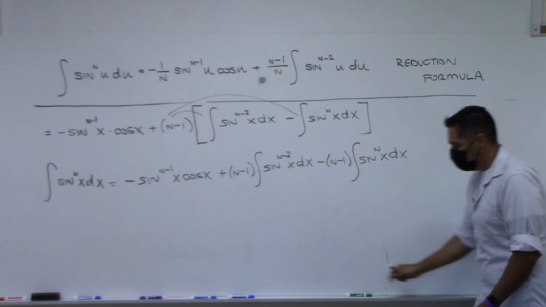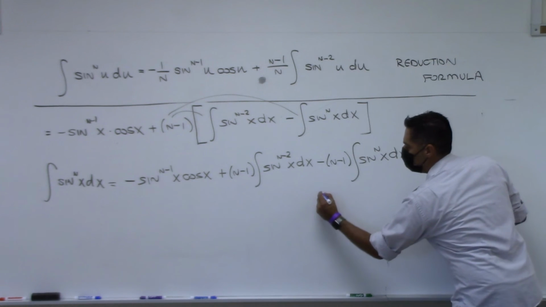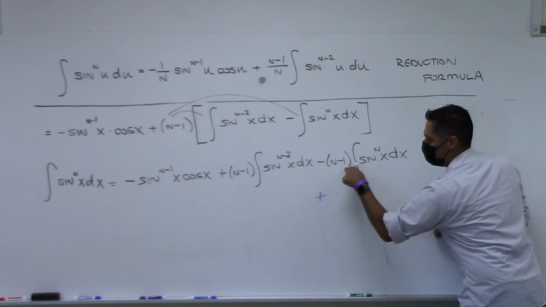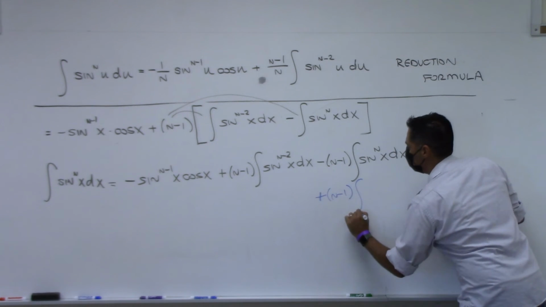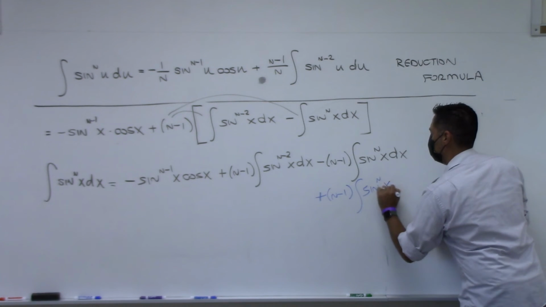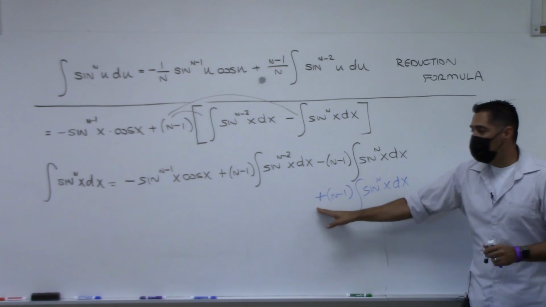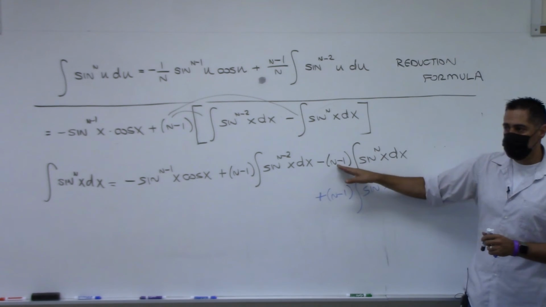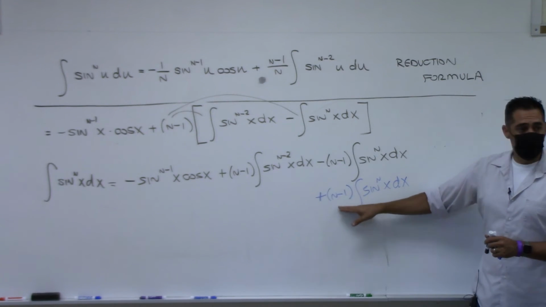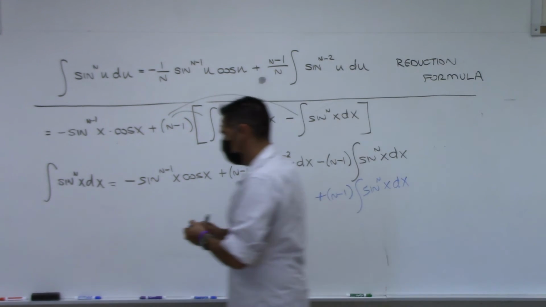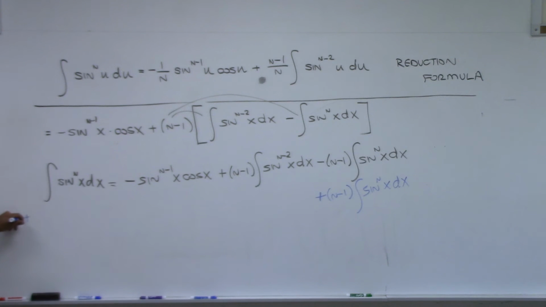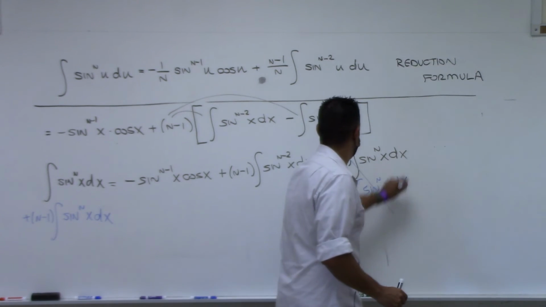How about we add to it this many of them? Like if this said negative 10 of these, I would add 10 of them. If it said negative 2, I would add 2, right? So I've got to do that here and on the other side. So I'm going to add n minus 1 of those integrals. It goes away over here.